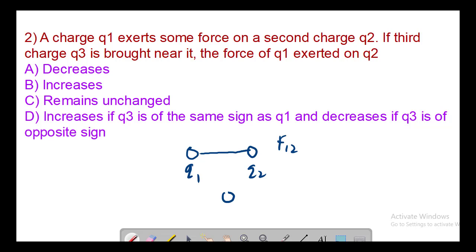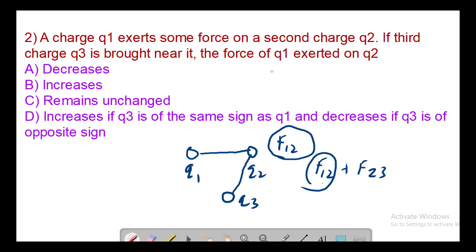Now when we bring a third charge Q3, this may either attract or repel Q2, but the force F12 does not change. The total force on Q2 would be the algebraic sum of F12 and the force because of Q3, which is F23, but F12 will not change. So in the question, the force of Q1 exerted on Q2, which is F12, will remain the same. The total force is of course different, but the force due to Q1 remains unchanged. That is the answer.